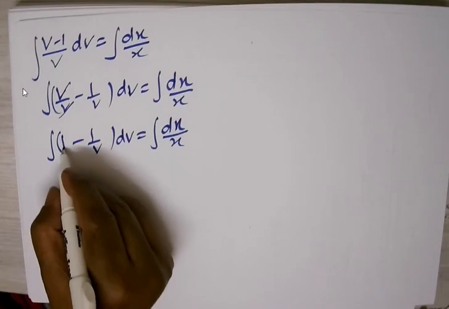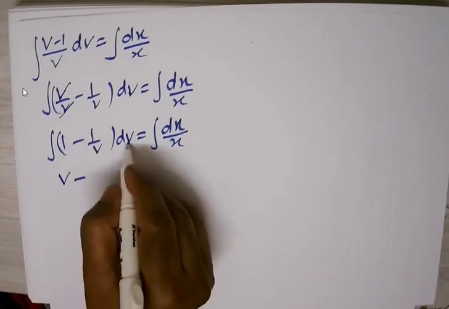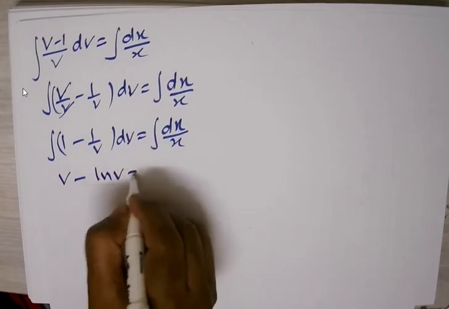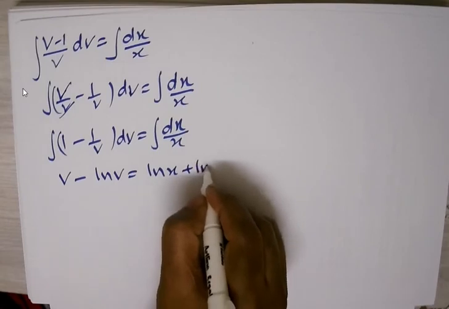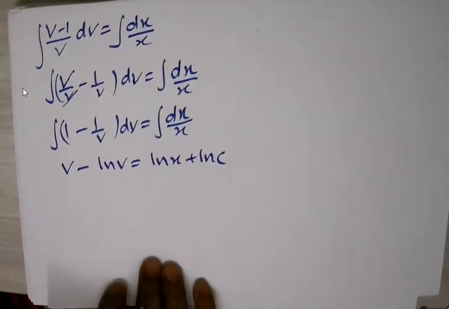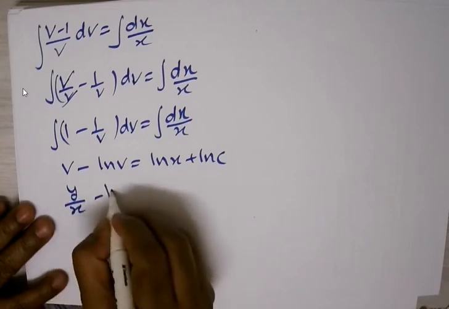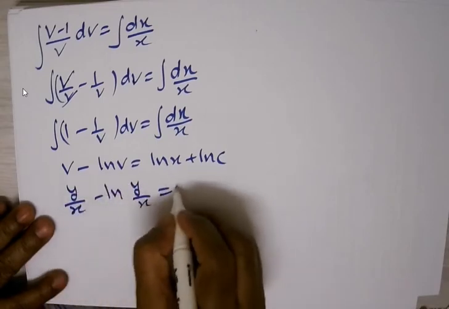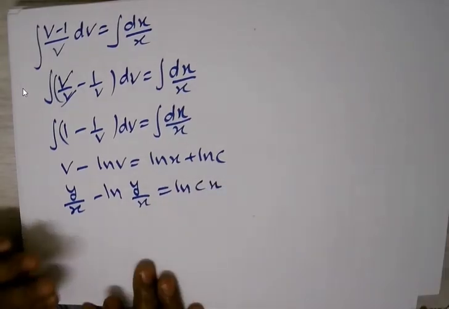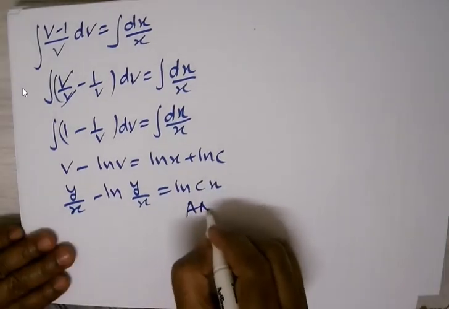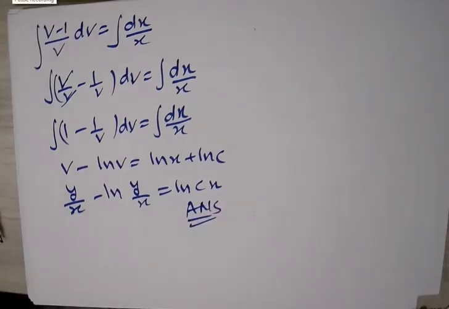Now integrate it. Integration of 1 with respect to v means v, minus integration of 1 by v dv, which is ln of v, is equal to integration of dx divided by x, which is ln of x plus ln of c. Now try to simplify it. v means y divided by x, so y divided by x minus ln of y divided by x equals ln of cx. If you want to simplify, otherwise put it like that. This one is your answer of that question. Hopefully you, my dear friend, understand this one.